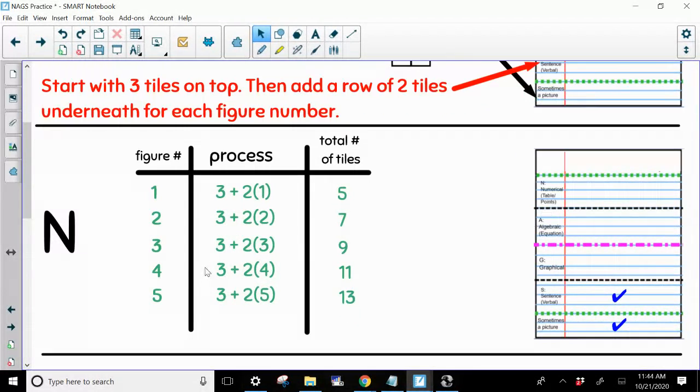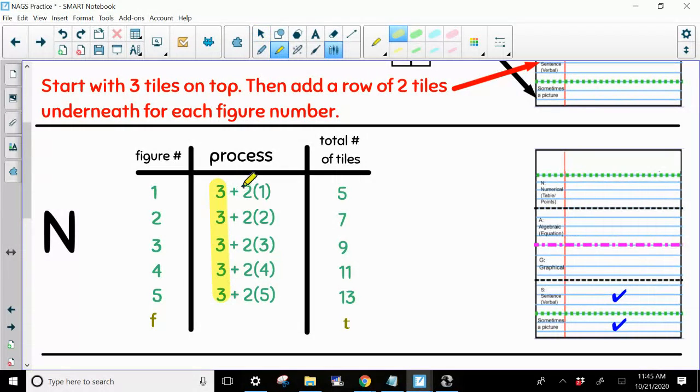So when looking at our process, we need to be able to assign variable names to help direct us. We have f, which we're going to call our figure number, right? And the total number of tiles, we'll call that t. Okay, that'll be our t. So our process for this, and we can do this for any number of figures, is going to always be what's consistent. Okay, and it's right here.